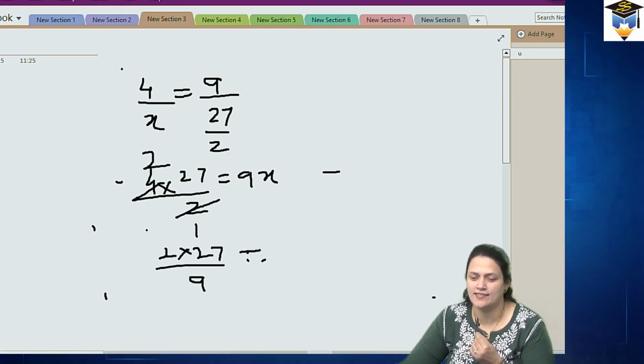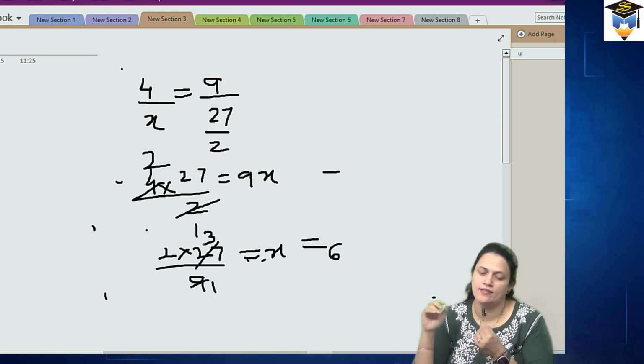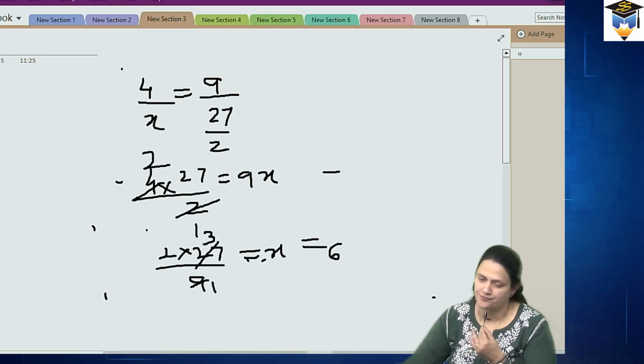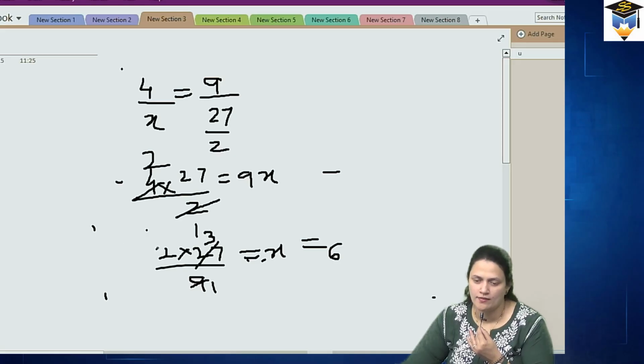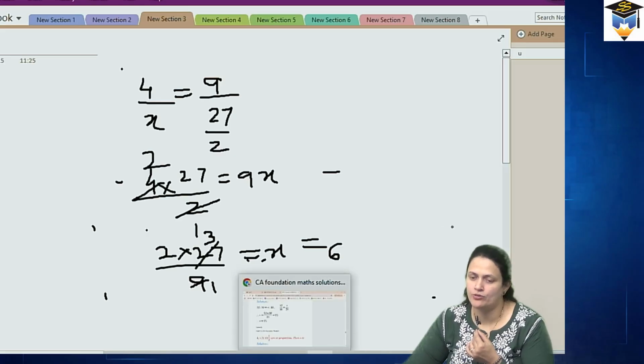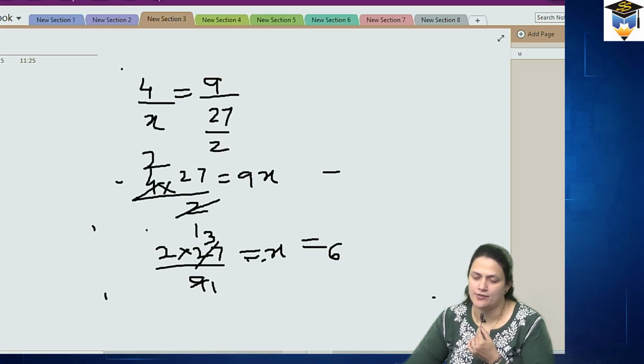Six is the answer. 3 into 2 is 6. हे जे आहे ना मिक्स्ड फ्रॅक्शन ते इम्प्रॉपर फ्रॅक्शनमध्ये कन्व्हर्ट करून घेतलं आणि मग क्रॉस मल्टिप्लाय 4 into 27 upon 2. 27 upon 2 that is equal to 9 into x.